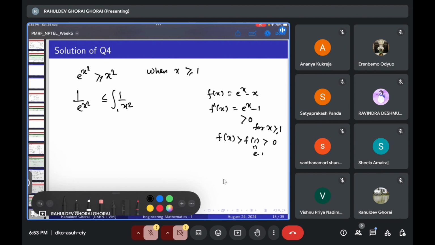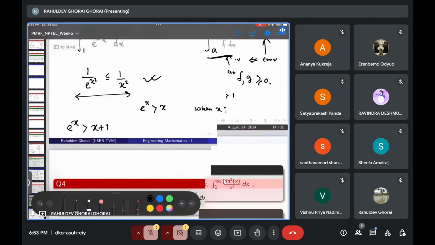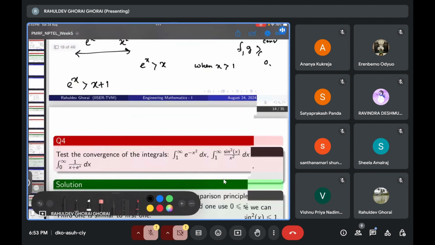And once you take the integral from 1 to infinity, both are positive functions, and this one you know is convergent. So this one will also be convergent. Okay. Is that okay, the first one? So similarly, try to do the second one.